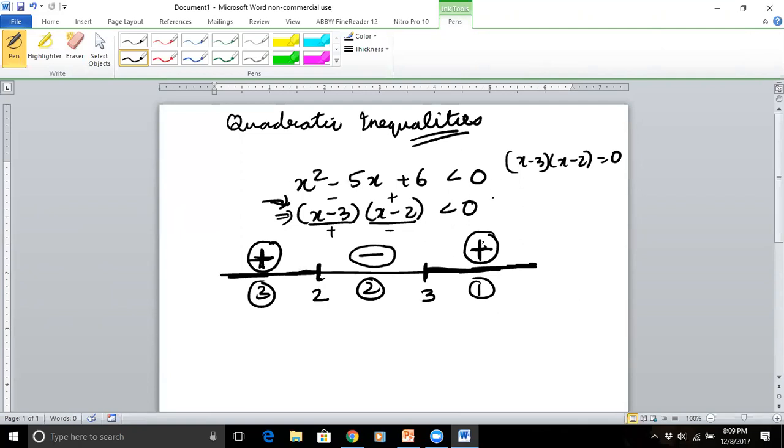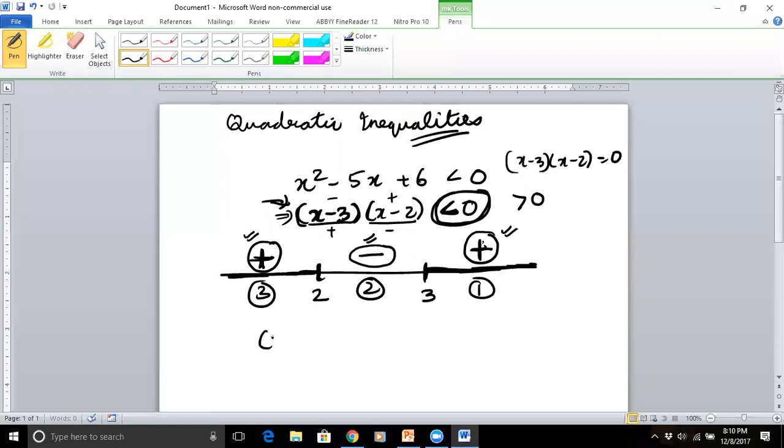Once you do that, the last step to get your answer depends upon the right-hand side of the inequality. The right-hand side of the inequality is the most important. They are asking me to find the solution for x where this product x minus 3 into x minus 2 is less than 0. So if the right-hand side is less than 0, my solutions are going to lie in the negative portions of the number line. And if the right-hand side was greater than 0, then my solutions are going to lie on the positive portions of the number line.